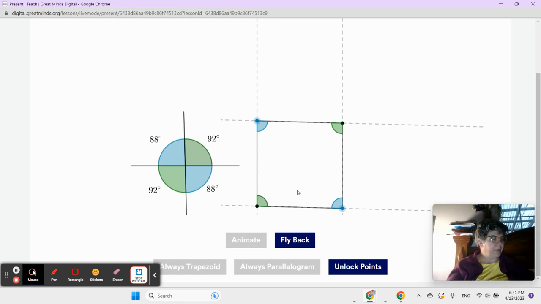So there's a new property that maybe you didn't know about before: the measures of the four angles inside, the interior angles, add to 360. So if the interior angles of a figure measured to say 600, then it's not a quadrilateral. That's pretty cool.